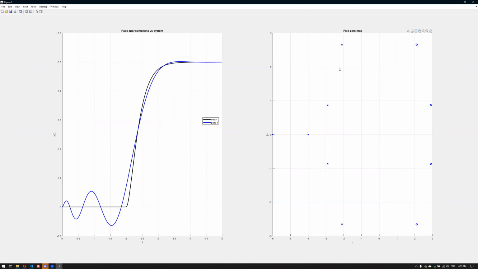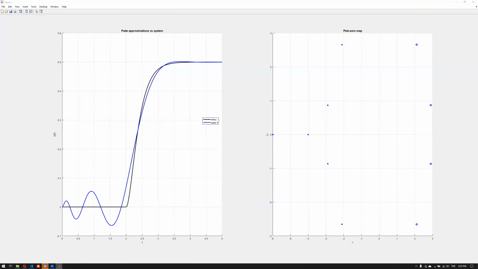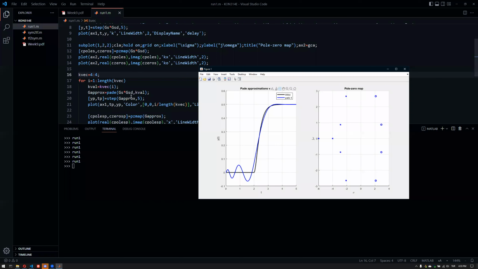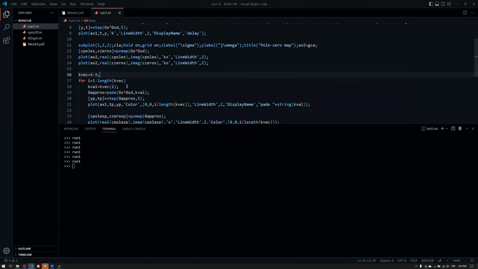And we have a bunch of poles and zeros. Now we have 4 poles from the Padé approximation and 4 zeros from the Padé approximation. So, what happens if we increase it even further? Let's have a 10th order approximation.